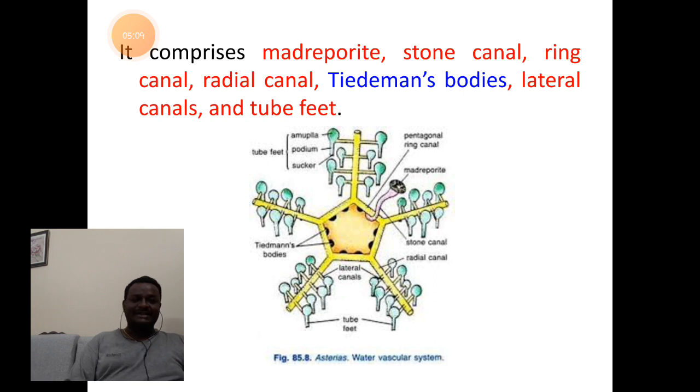The water vascular system consists of parts like Madreporite, stone canal, ring canal, radial canals, lateral canals and tube feet. Almost six different parts make up the ambulacral system, in association with a special structure referred to as the Tiedemann's bodies.